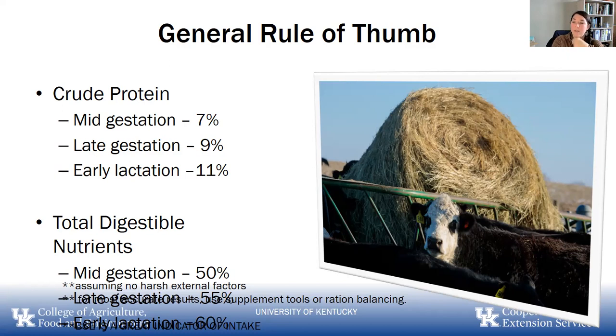So 7, 9, 11. And then our total digestible nutrients are going to be 50, 55, and 60 on the TDN. Okay. And so those are the numbers I tell people to kind of keep in their head. And that gives us a good base to go with. Now, like I said, this is not assuming our harsh external factors. And you don't want to, so we're going to use this for supplementing, and this is not an indicator of intake. So you do need to understand your intake and know if you're going to need a little more or a little less, based on those external factors.